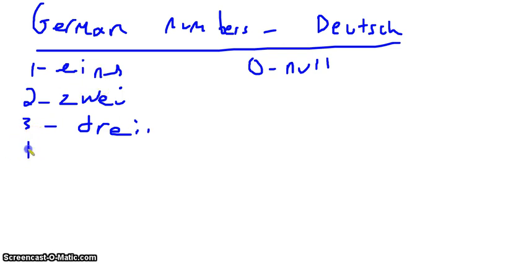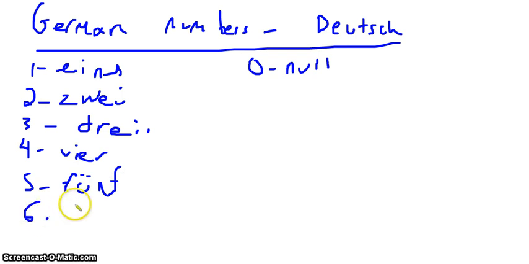Okay? Four is vier. I always think of four when I think of fear. That's the way it's pronounced, fear. So whenever you think of four, just say, oh, that's the fear one. It's vier. Sounds like fear. Five is fünf. You have this thing, it's called an umlaut. Makes pronunciation a little bit different. Six is sechs.